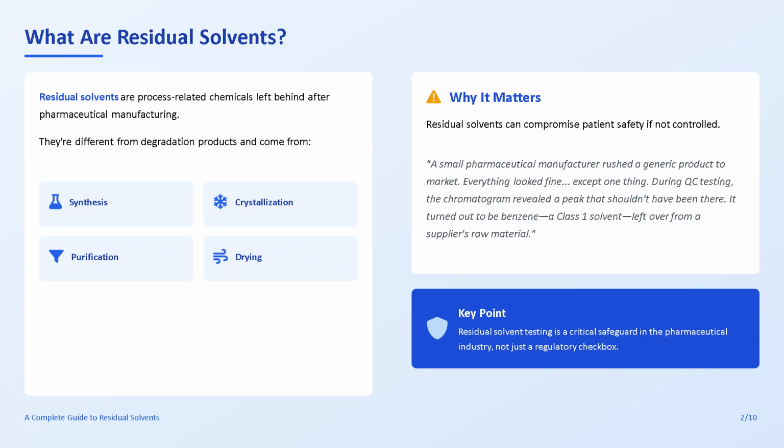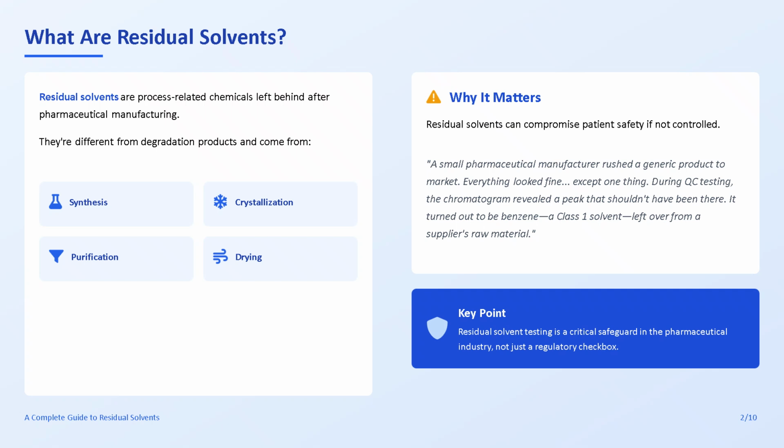Residual solvents are not impurities formed during degradation. They're process-related chemicals that remain after manufacturing. To understand why these solvents matter, consider this real scenario.